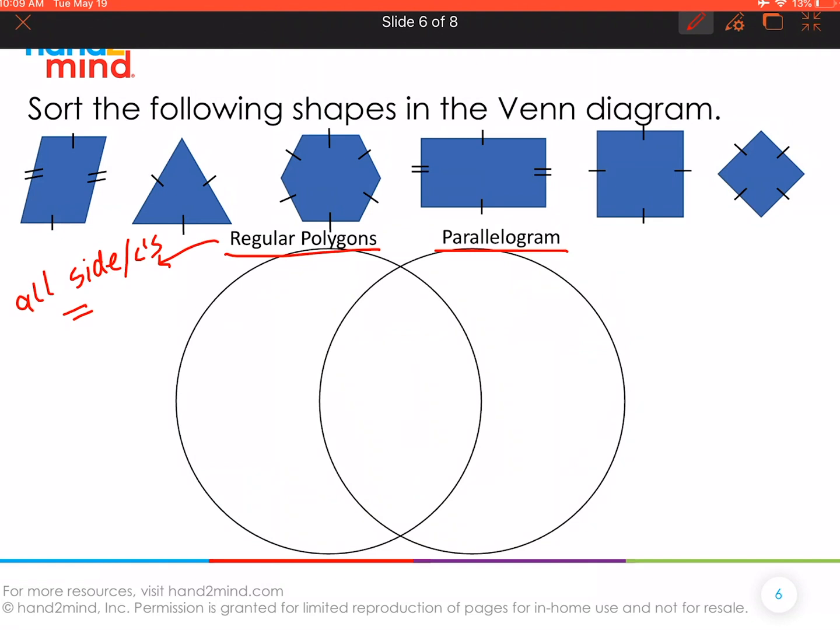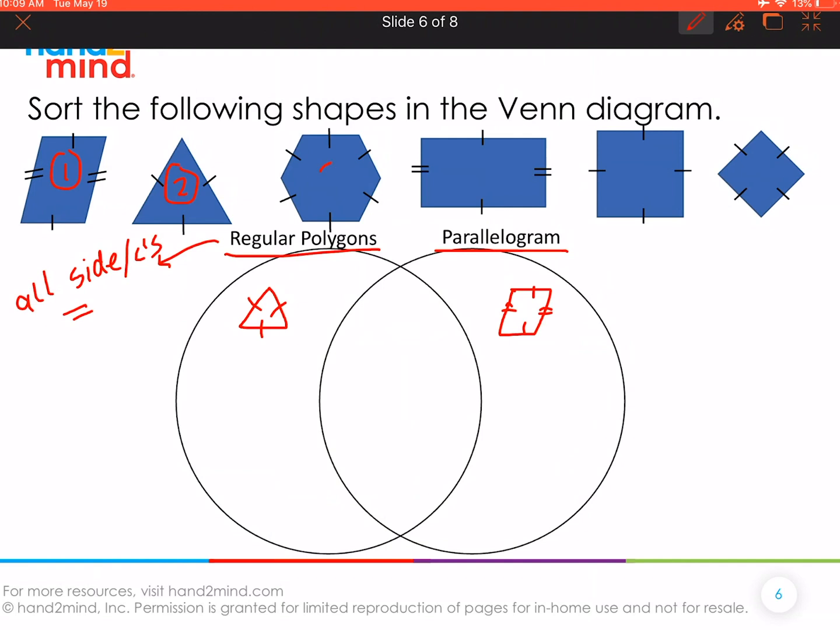So looking at our first one here, shape number 1, would you say this is a regular polygon, a parallelogram, or both? Good. This is just a parallelogram. So again, I'm going to sketch it in my parallelogram circle. What about shape number 2? This is a triangle, meaning it is just a regular polygon. It is not a parallelogram because parallelograms are quadrilaterals.